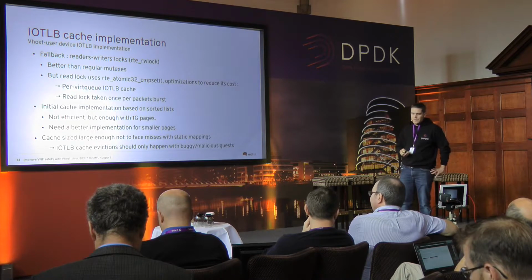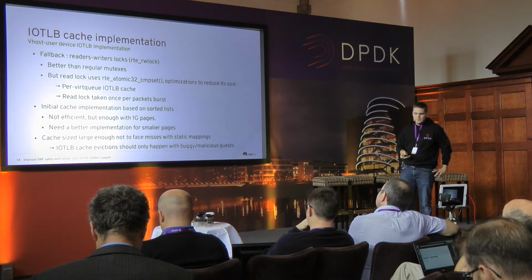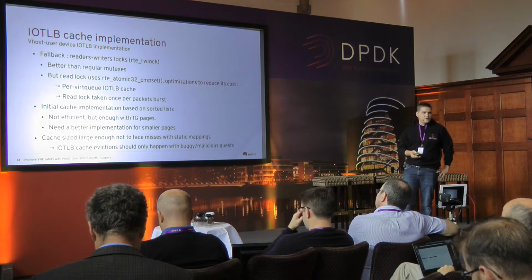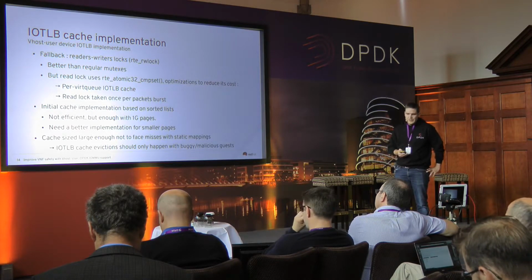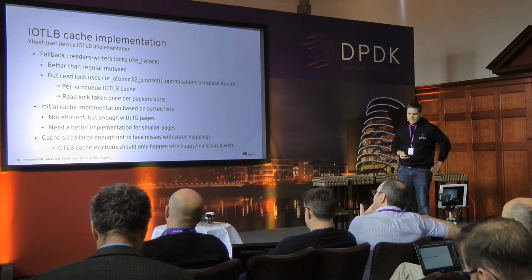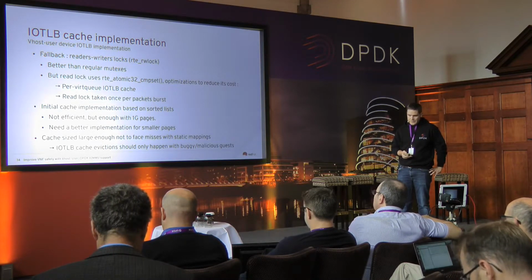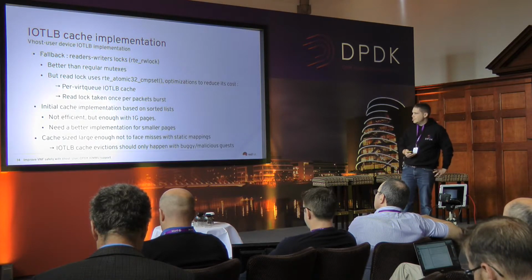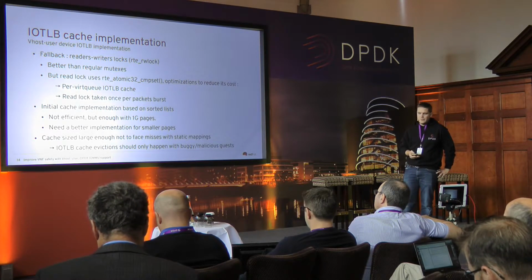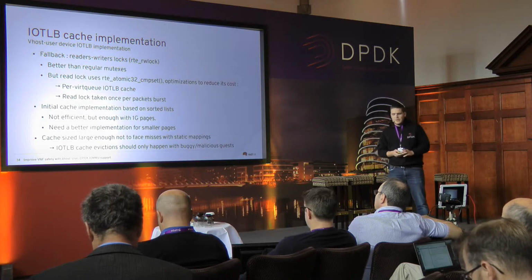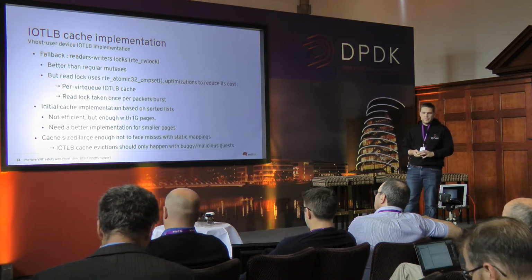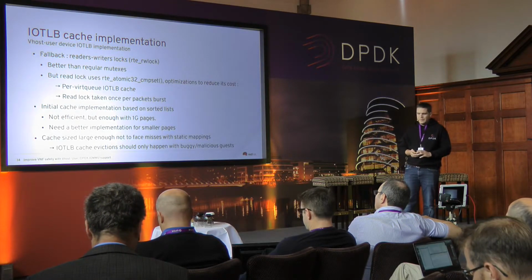The initial implementation is based on sorted lists, so this is very basic and not really efficient, but this is enough today with huge pages like 1 gig huge pages. For small huge pages like 2 megs, we can have a lot of entries, and so it adds an overhead. But we can further improve this later. Also, we need to have a cache that is large, so that when using DPDK in the guest, we don't have any cache eviction. Normally, cache eviction should only happen when there is a bug in the guest or a malicious application.